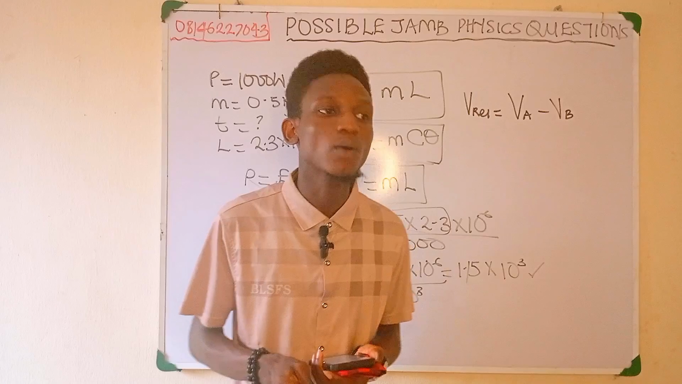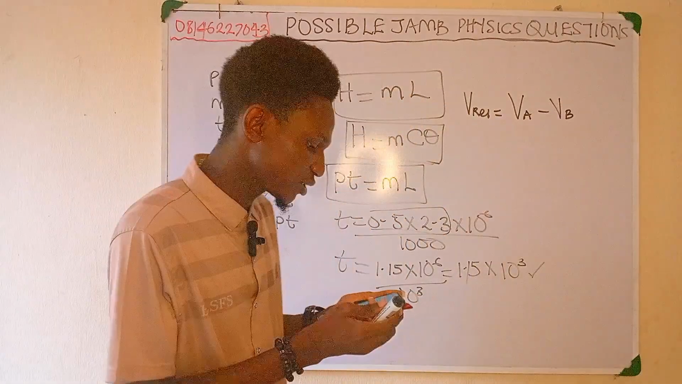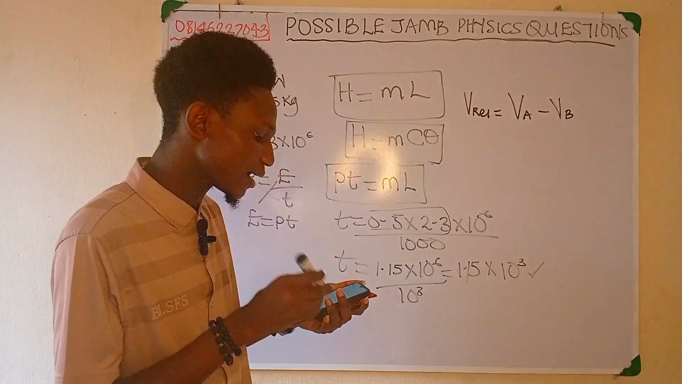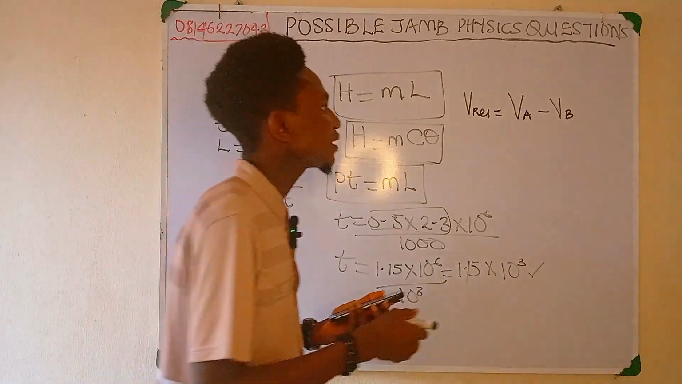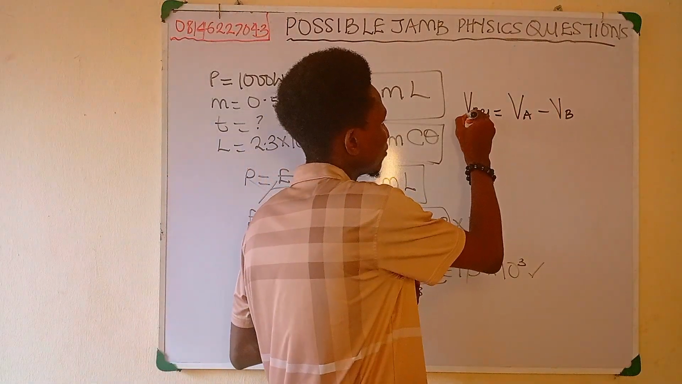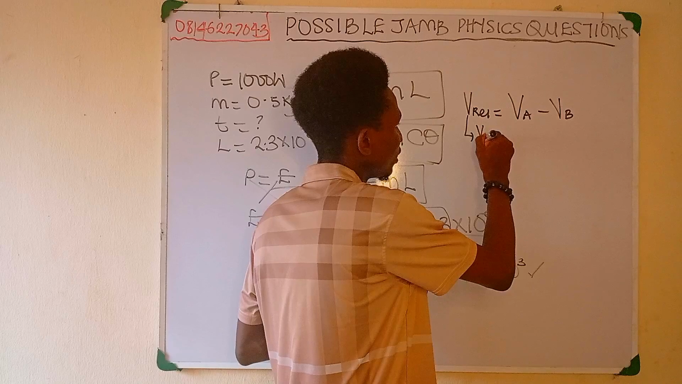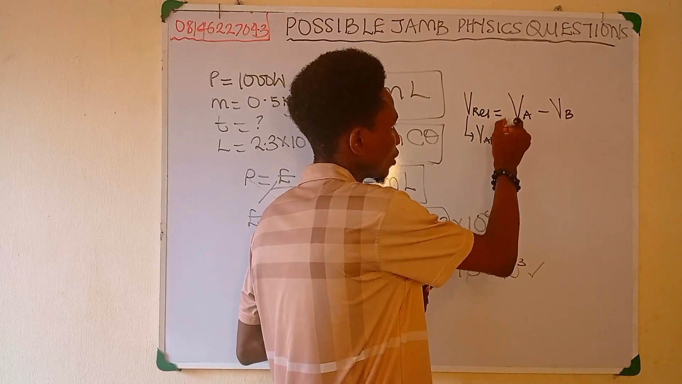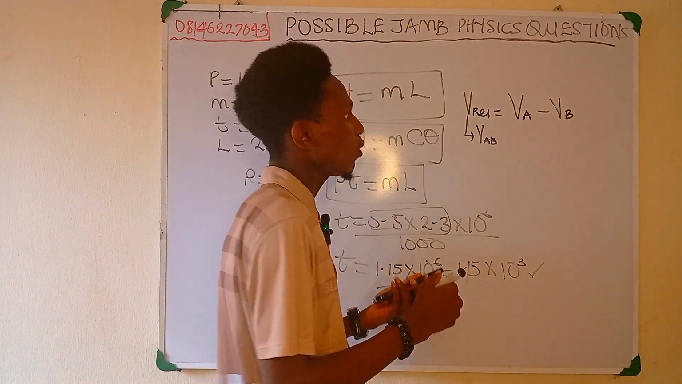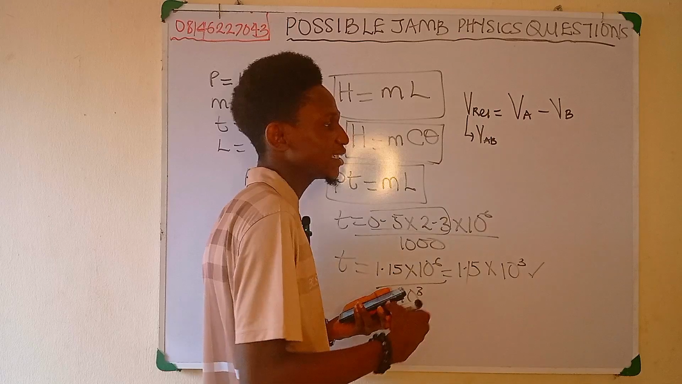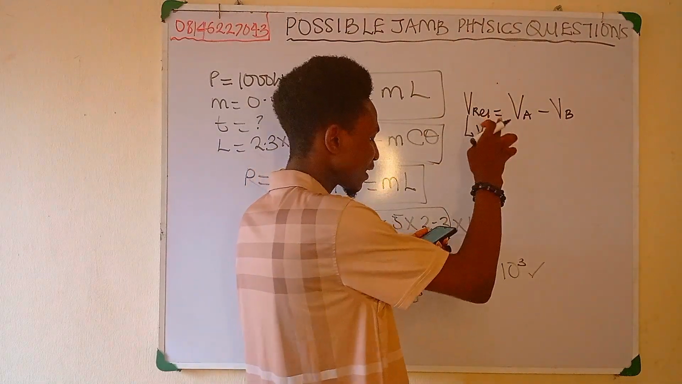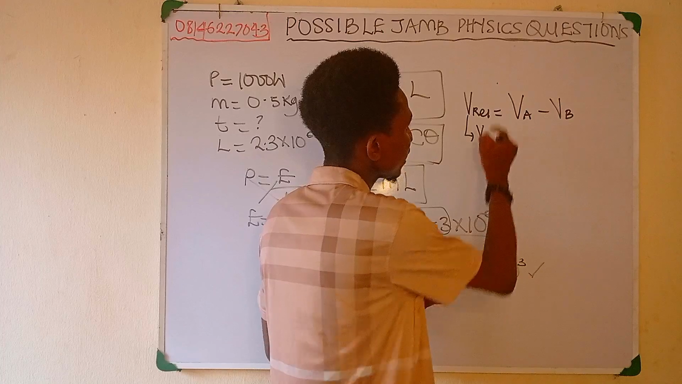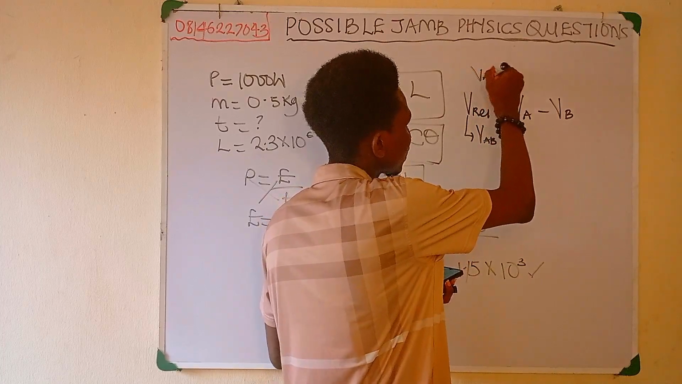Now, the question asks for the relative velocity of the faster car as measured by an observer in the slower car. So it's trying to tell us that the faster car, let's say this gives us VAB. So V equals VA minus VB. It means the faster car in relation to the slower car, so I'm going to say VA is the faster car here.